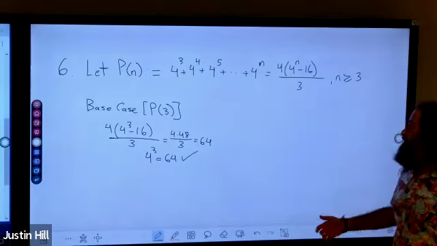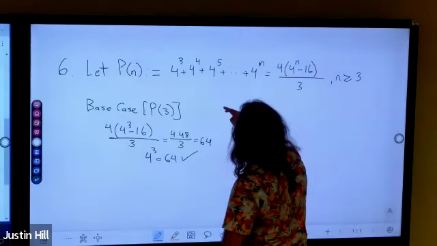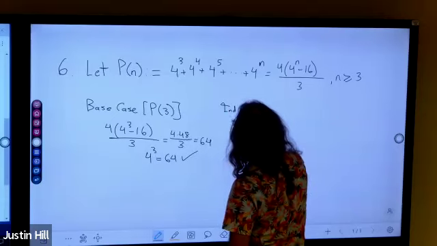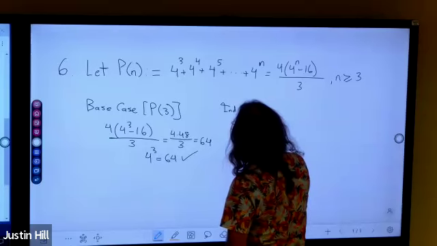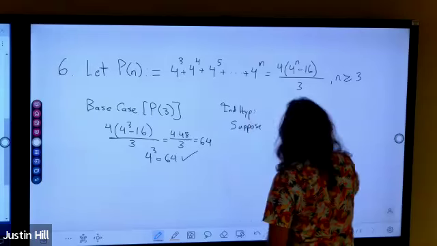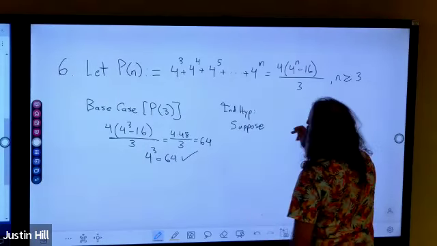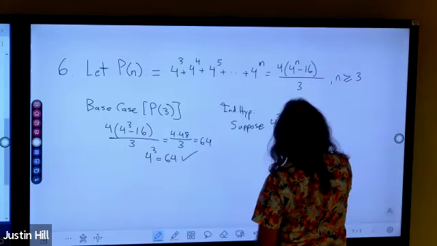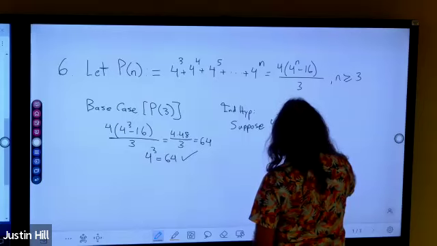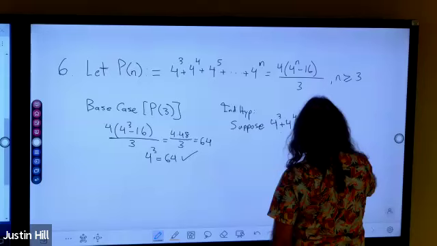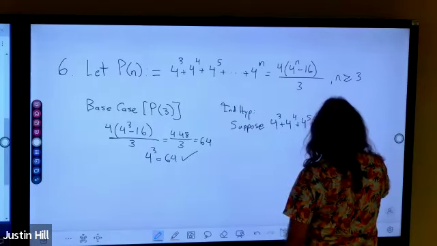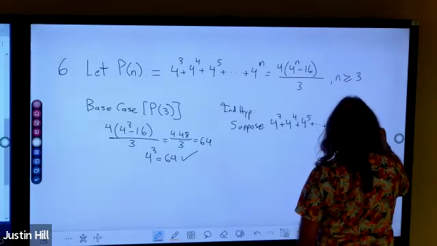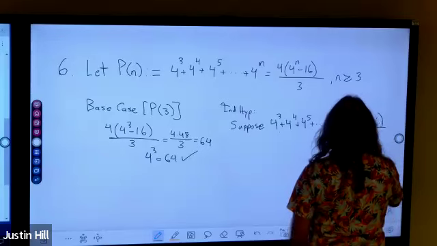All right. So once we've got the base case, we want to do the inductive hypothesis. So suppose this is true just for k. The kth case is true. So suppose 4 cubed plus 4 to the fourth plus 4 to the fifth, all the way up to now 4 to the k power, equals 4 times 4 to the k minus 16, over 3.